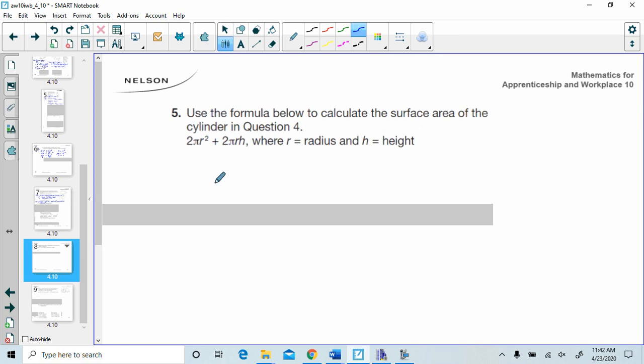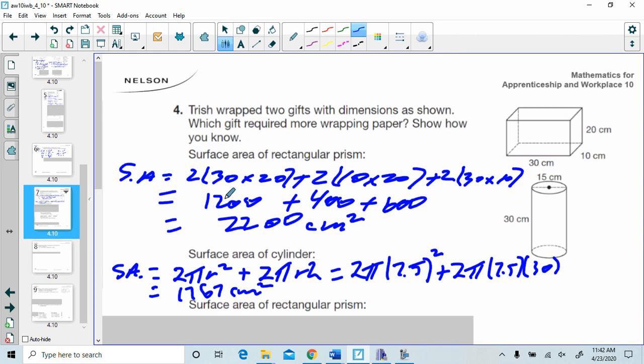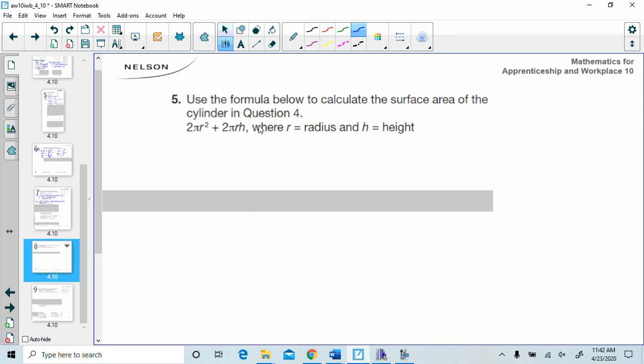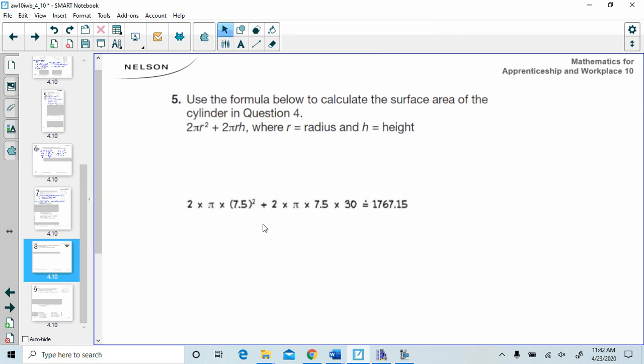Okay, moving to the next part, kind of an extension from the previous question. So we're saying use the formula to calculate the surface area of the cylinder in question 4. Okay, so we have, we'll just show that there. So we've already done that, so there it is for that one. It's kind of a repeat. Moving on.